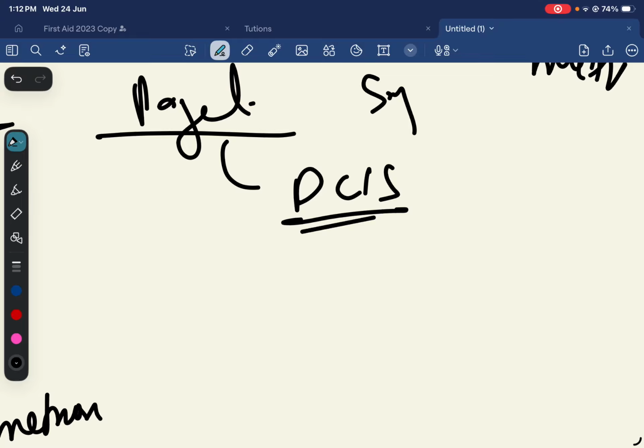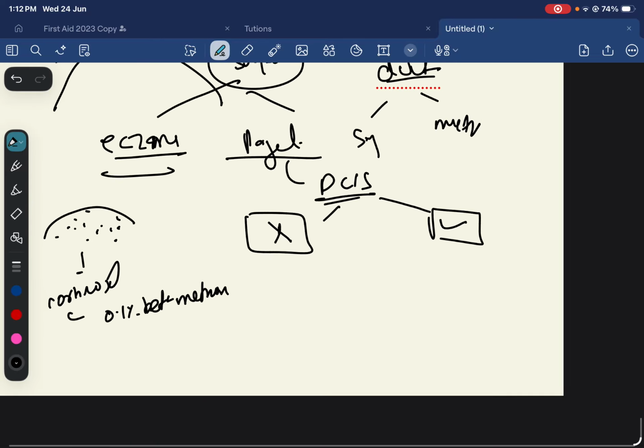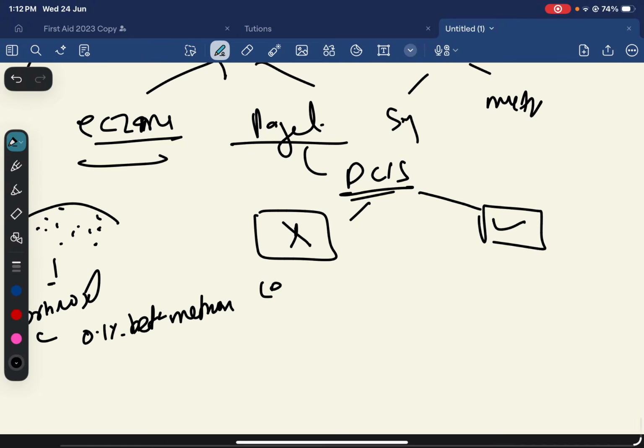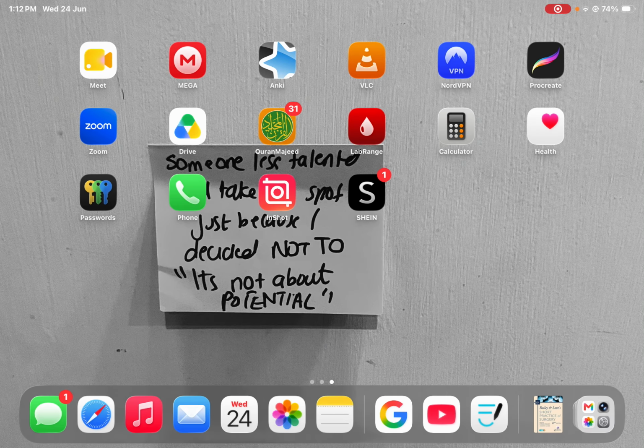So how can we treat it? It is mainly treated depending on whether the Paget disease is associated with malignancy or not. If it is not associated with malignancy, then you do central core excision. In central core excision, what is being done is that there's going to be removal of the cone.